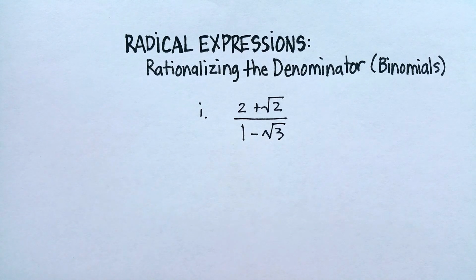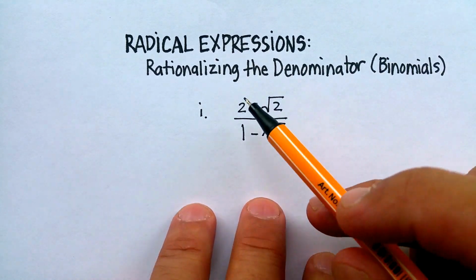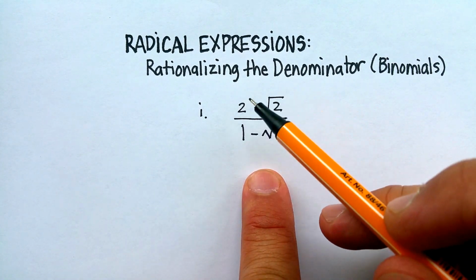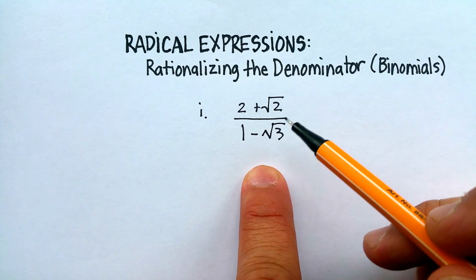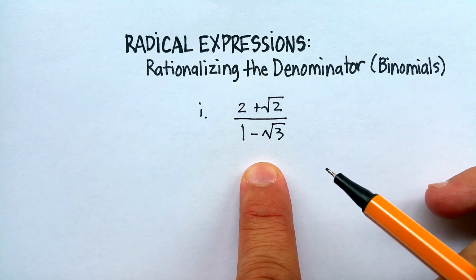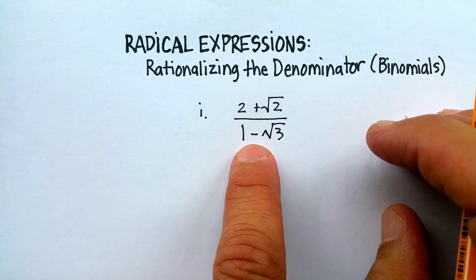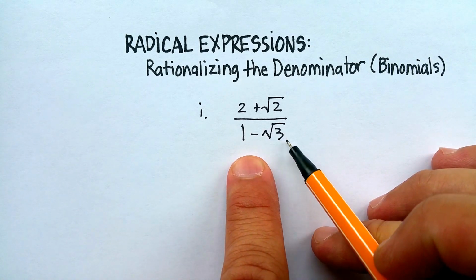Okay, in this video, I'm going to go over an example of how to rationalize the denominator of a radical expression that has a binomial in the denominator. Okay, so let's get right to it. So the first thing I need to do is recognize what the binomial is, and I see it's 1 minus radical 3.